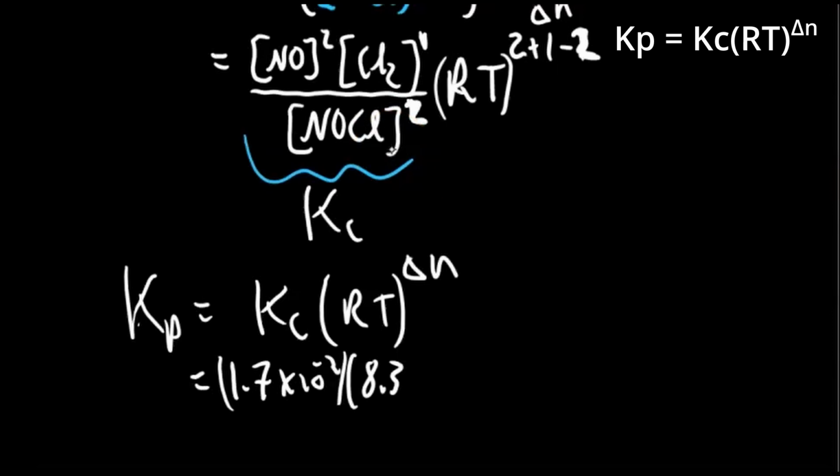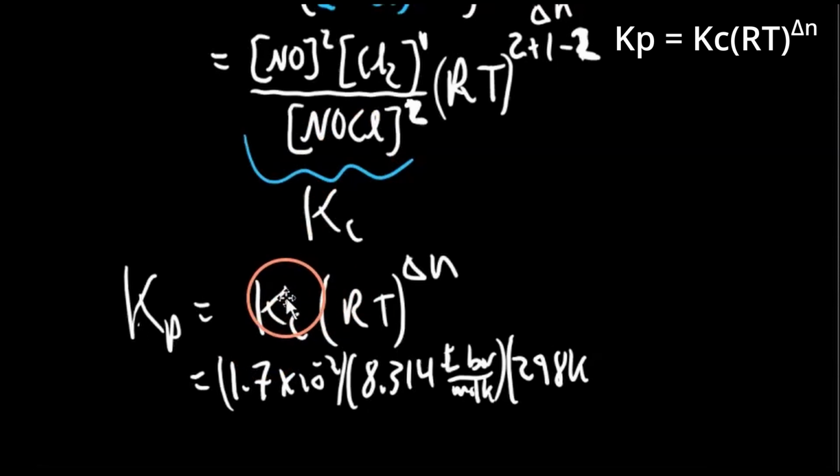R, we want to use 8.314, in liters bar per mole Kelvin. Honestly, the units don't matter. I rarely say that, but they don't matter because our equilibrium constants are always unitless. Now, we don't want to screw this up. You want to make sure this RT is all to the power of delta n. So this would be 2 plus 1 minus 2, so that's just to the power of 1.